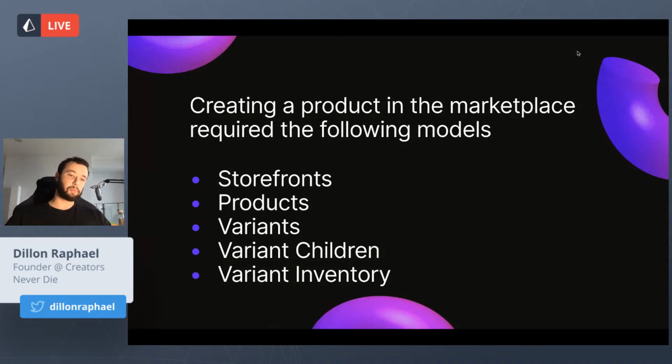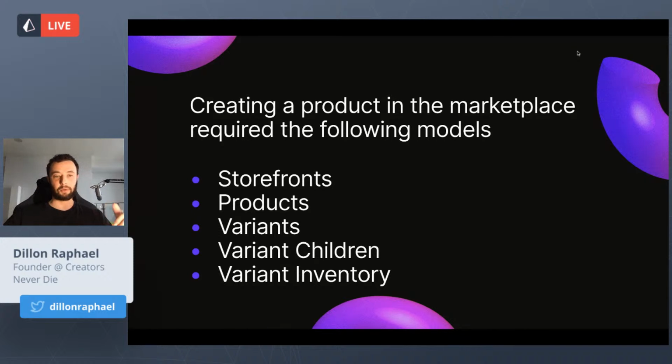The children itself would be related to the variants. So in that case, if we're selling t-shirts, the colors would have different colors. So a red t-shirt or a green t-shirt, for example, or different sizes, small, medium, large. And then actually keeping track of inventory, which was associated to the variant children.